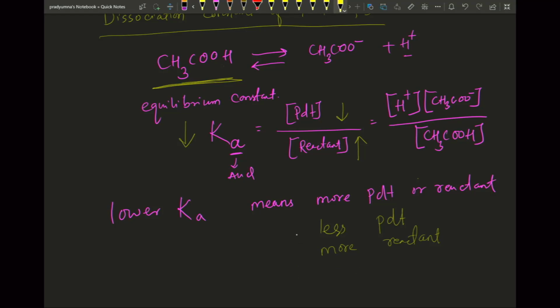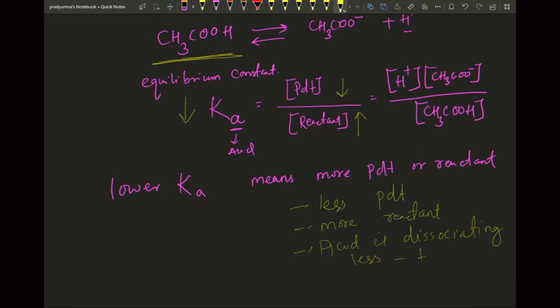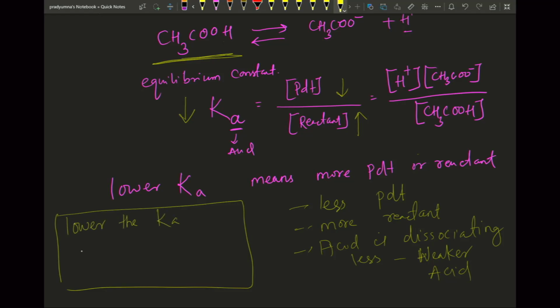So you can put that in conclusion one step at a time. This means the acid is dissociating less, so it is a weaker acid. From now on you can conclude in your statement: the lower the Ka, the weaker the acid, right?